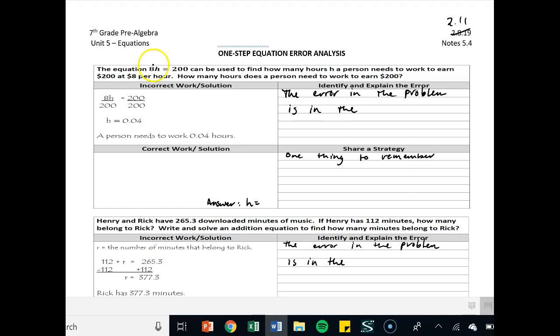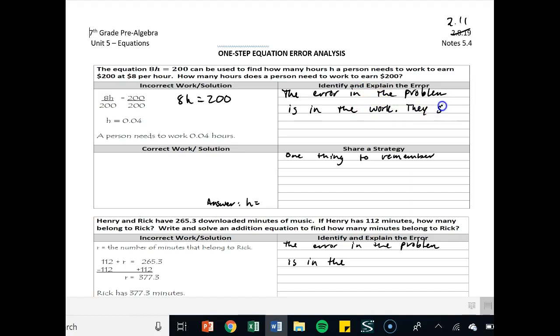It says the equation 8h is equal to 200 can be used to find out how many hours h a person needs to work in order to earn $200 at $8 per hour. How many hours does a person need to work to earn $200? So they have this equation set up, 8h equals 200, right? That's the original equation. Maybe you write it off to the side here. And they're telling you that it's correct, right? So the error is not in the formation of the equation, but in the work, right? So the error in this problem, if you look at 8h equals 200, is what? Well, the variable was on the left, so they should have divided by 8, right? So the error in the problem is the work, period.